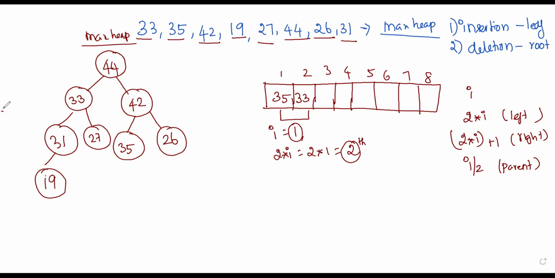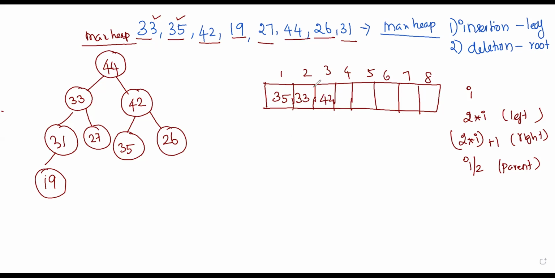I hope you are getting what I'm trying to do. This is how the computer does the swapping. It will not have this tree kind of structure. It will have this array kind of structure. It has to find its left and right child on its own and do the appropriate swapping. So 33 is full, 35 is full. Next is 42.